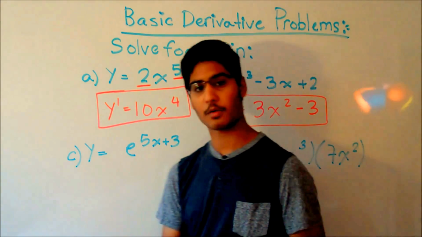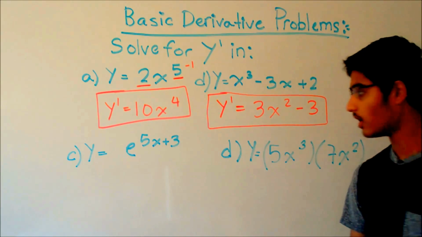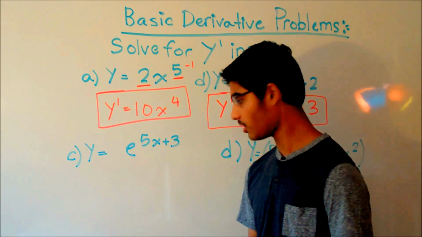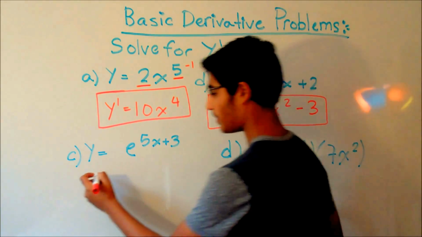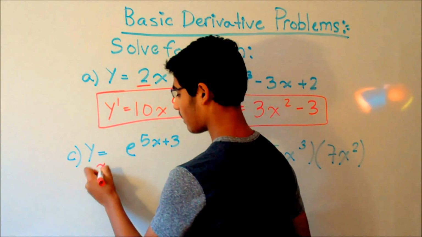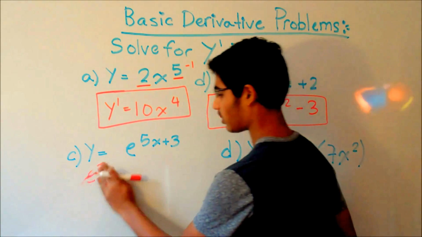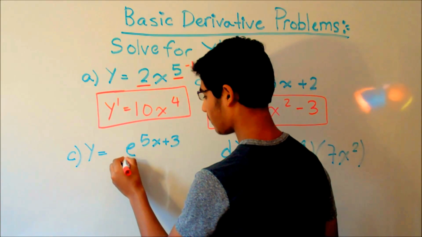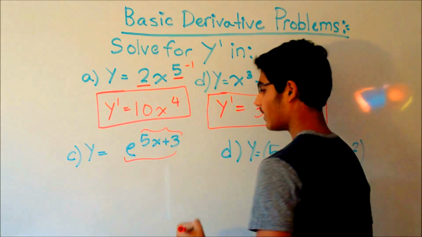Now let's move on to problem C. In problem C, we have to use the chain rule. The chain rule states that if you have one function inside of another function, you take the derivative of the outer function, which in this case would be e to the x, and you multiply it with the derivative of the inner function. So this is the outer, and this is the inner function.